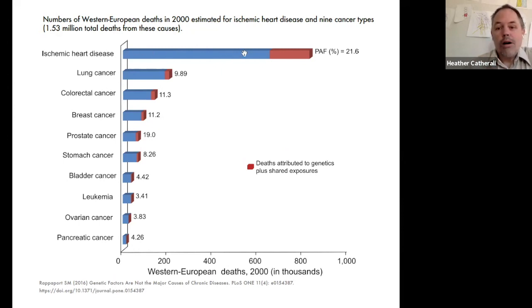The blue part of every bar is environmental. The red part is genetic. This is based on twin studies. So it's basically trying to give us a foothold to orient ourselves in terms of the causes of disease. Now, ischemic heart disease, that's the number one cause of death in the United States and around the world.